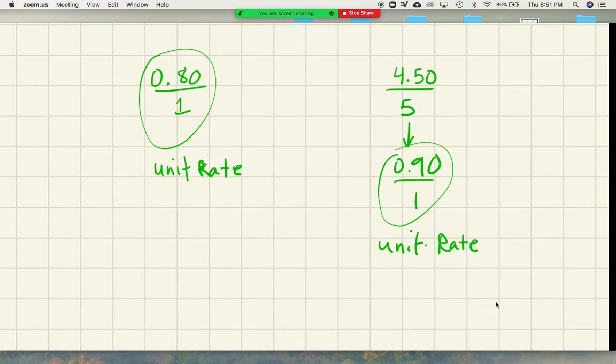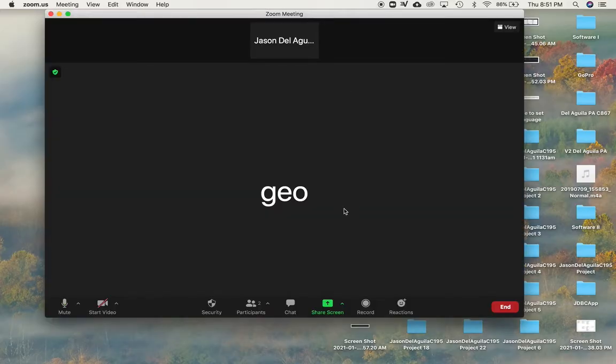The first market. Yeah. 80 cents for 1 pound. Because that, yeah. That's all you're doing. You're just dividing it so that you get a 1 in the bottom, or just do the division in the calculator, and then that's the unit rate.